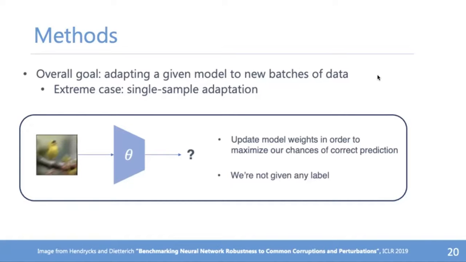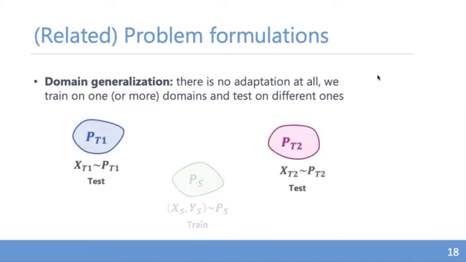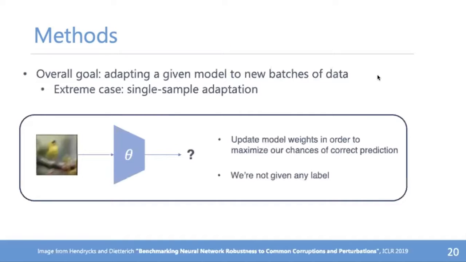And so in test-time adaptation, we say, okay, we're given this sample. What can we do to improve the model on this sample, right? And we're not given any label. Another very related literature is that of model robustness. Many literatures don't talk to each other, but model robustness and domain generalization are the same thing, right? You train on one distribution and you want to generalize to different distributions.